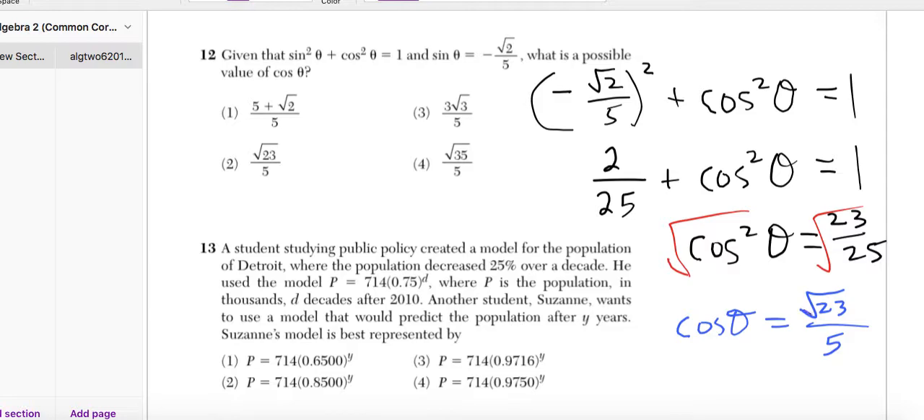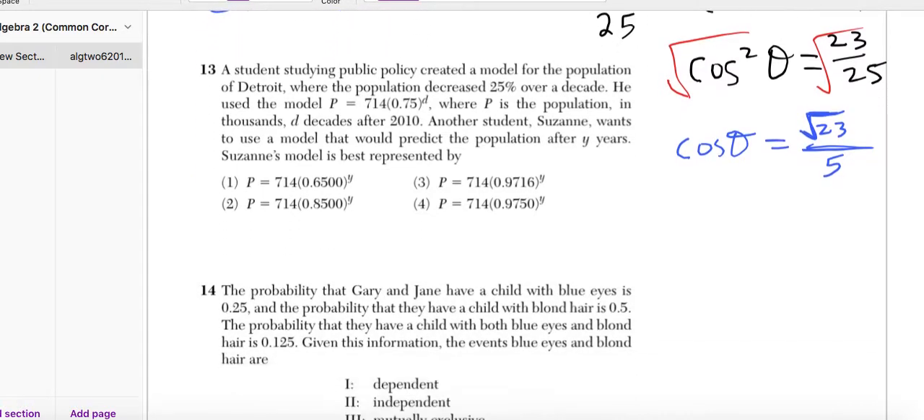The square root of 23, and then that radical expression is divided by 5. And that's choice 2. Square root of 23, and then divide that square root of 23 by 5. And our answer is choice 2. All right, moving right along to number 13.